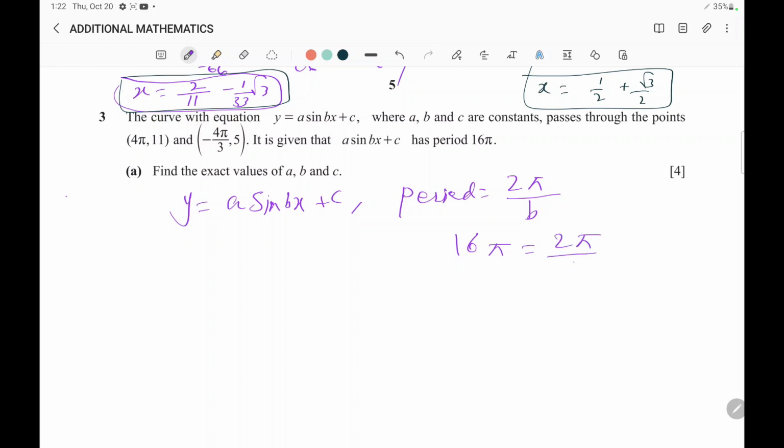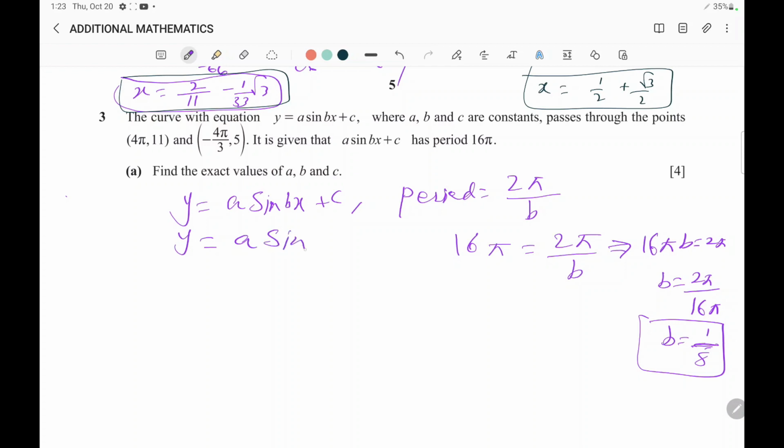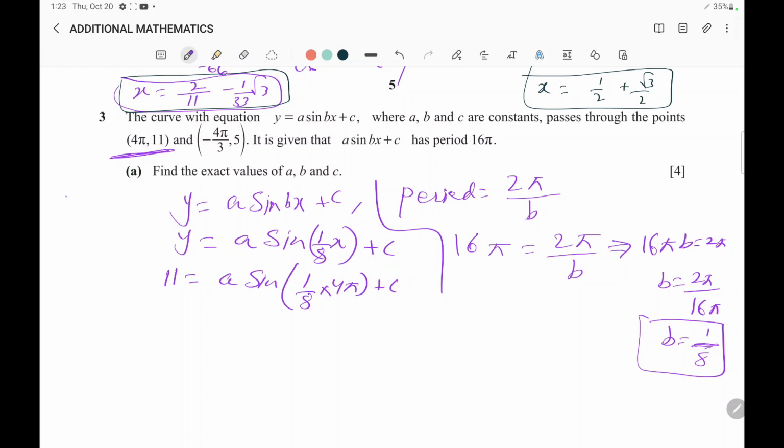So 16 pi equals 2 pi over b. Now this is 16 pi b equals 2 pi, b equals 2 pi over 16 pi, b equals actually 1 over 8, right? Okay, fine. So now we can write y equals a times sine of 1 over 8 x plus c. Okay, now pass it through the points. Oh, x is 4 pi, y is 11. Okay, y is 11, and a times sine 1 over 8 times x, which is 4 pi, plus c.